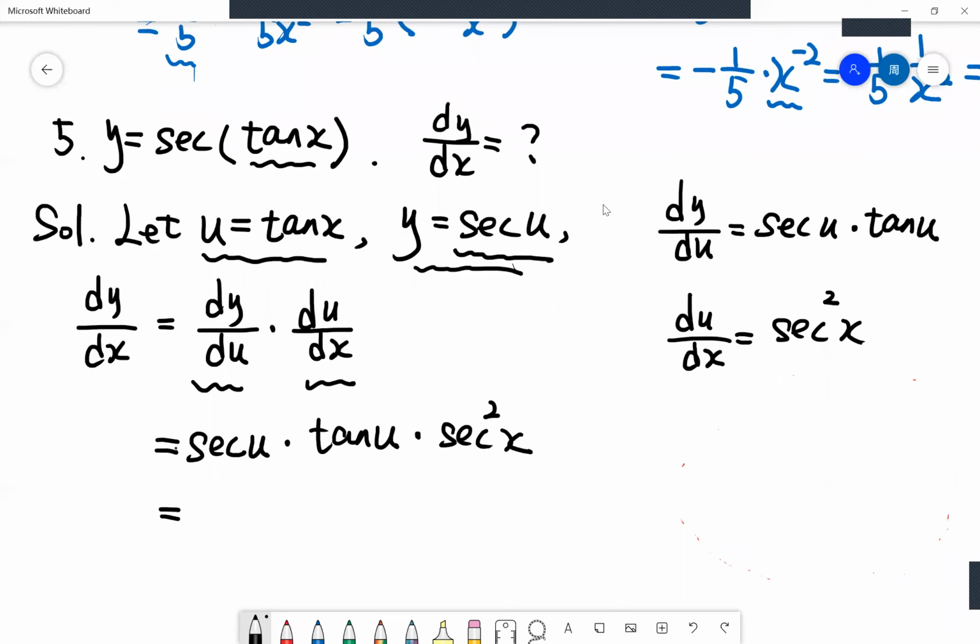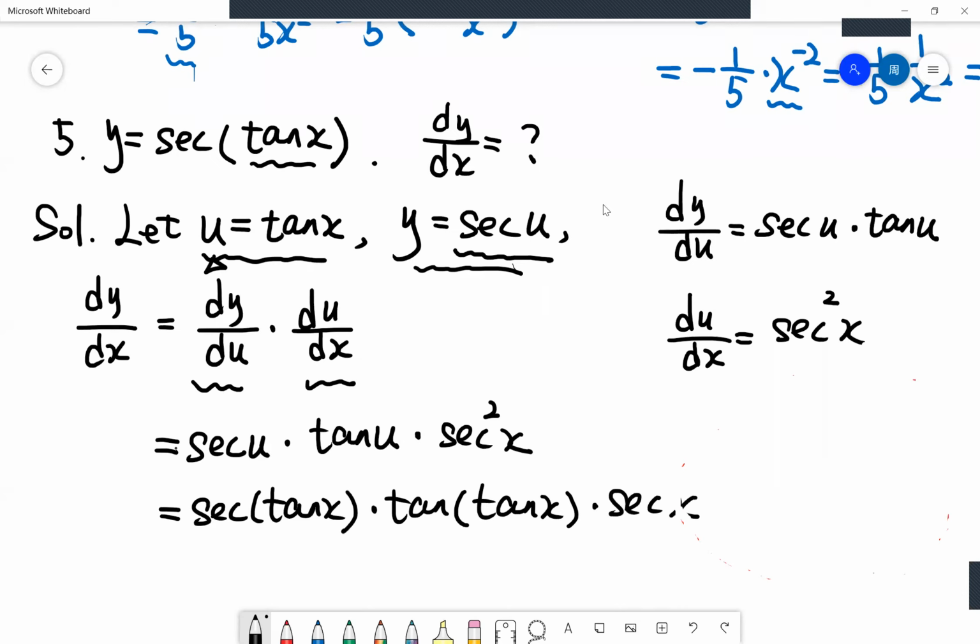And then the last step, we substitute u. And u here equals tangent x. So that equals secant of tangent x times tangent of tangent x. And then the last step, times secant squared x. Here, secant squared x. So we have the final result for this question.